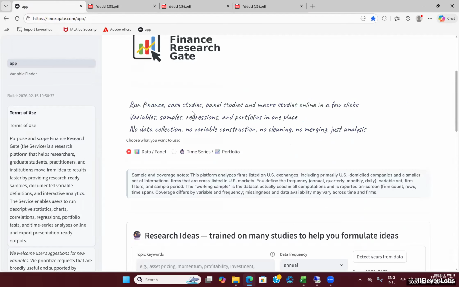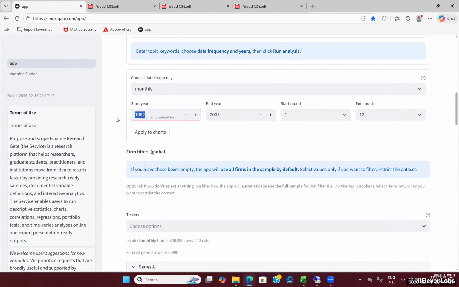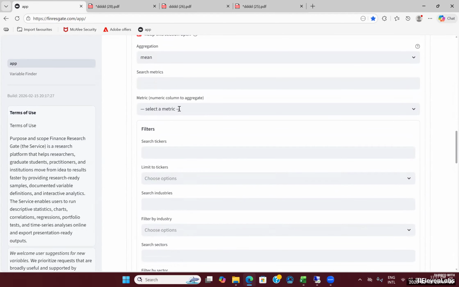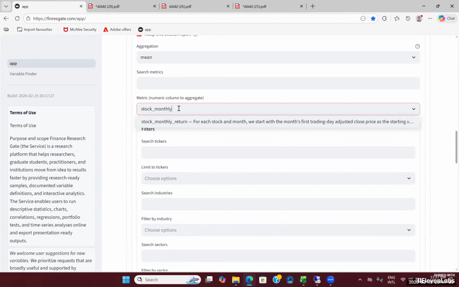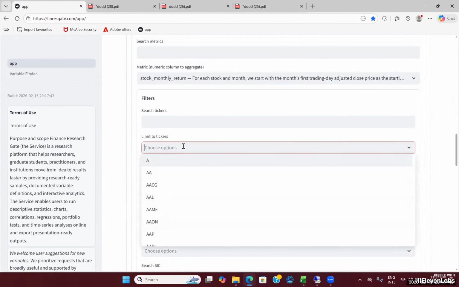Now, we'll apply this concept to the Finance Research Gate website. I'm going to specifically choose the time series. We'll commence our focus on the specific period beginning in the year 2000 and concluding in 2010. The main input variable for which we are aiming to minimize the associated risk is the monthly return. And what we need to do at this point is to carefully determine the monthly stock returns for a carefully chosen representative sample of firms.